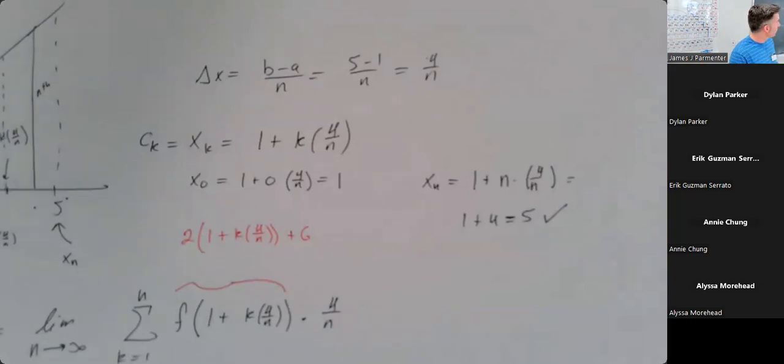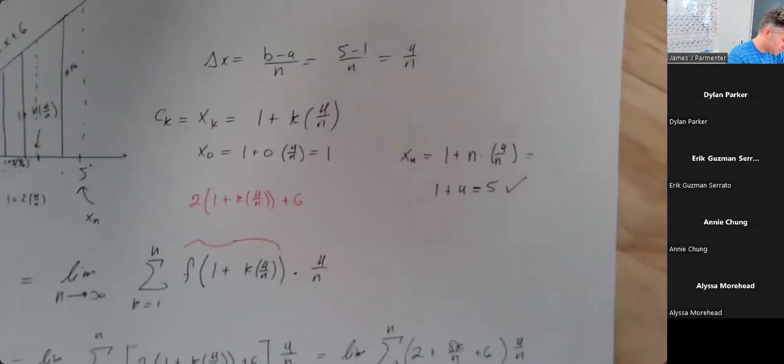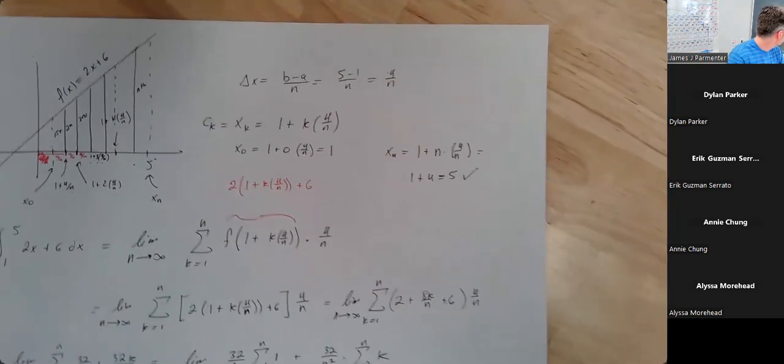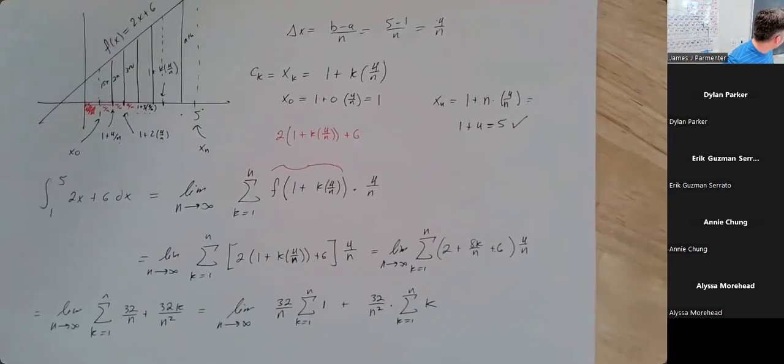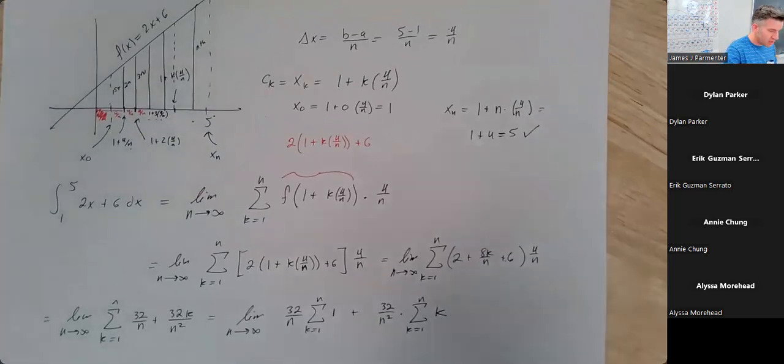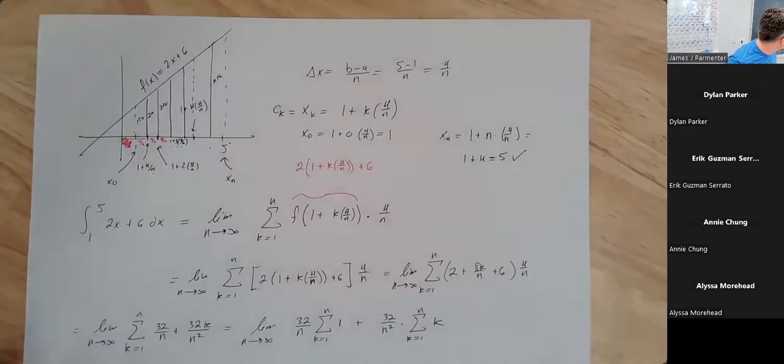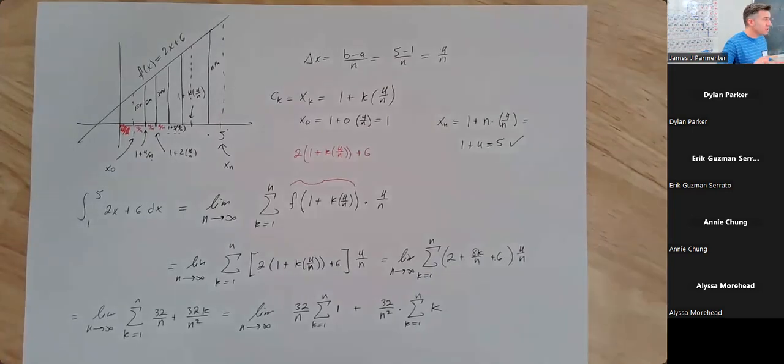At the end where you just left off, how come you were able to take out 32 over n from the summation function? Excellent question. So as far as the summation is concerned, the thing that's changing is k.